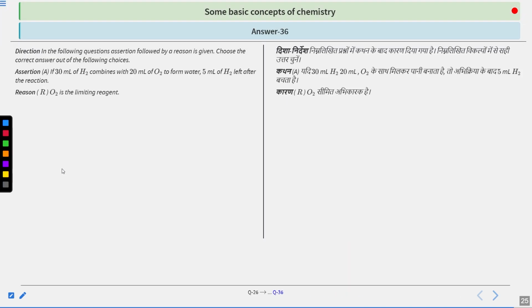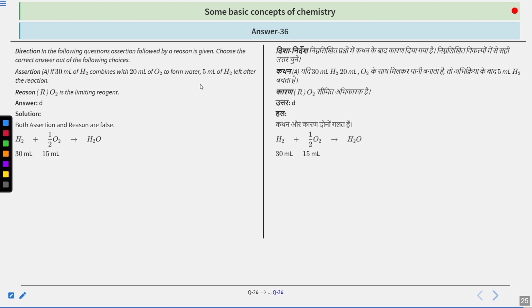So in the following question, an assertion followed by a reason is given. So this is an assertion-reason type question. The assertion is that we have 30 ml of H2 combining with 20 ml of O2, and 5 ml of H2 is left after the reaction, and O2 is the limiting reagent here. So first of all, both the assertion and the reason are false.